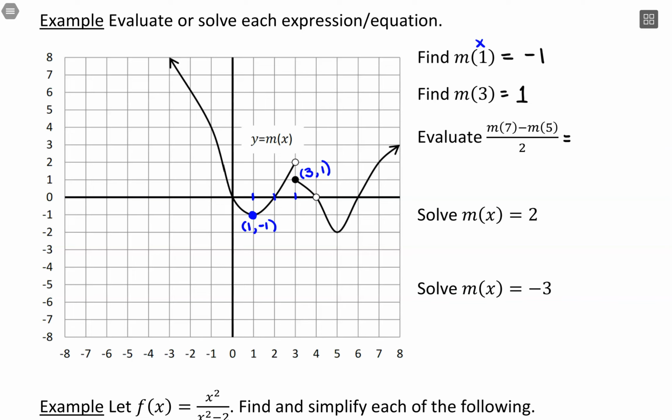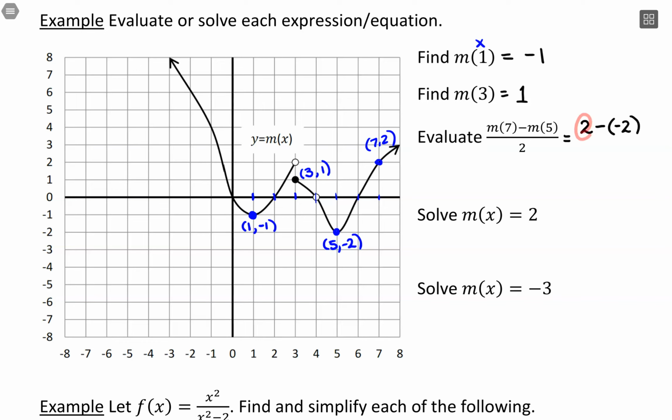Alright, m of 7 minus m of 5. So we want the input for when x is 7. So if we go, let's see, 3, 4, 5, 6, 7. So we have this coordinate 7, 2. So that means our output to evaluate m of 7 is equal to 2. And then we'll have minus m of 5. Let's see, that's 7. Here's at 5. So we have 5, negative 2. So for m of 5, we want to plug in that output of negative 2, and I'm going to use parentheses here because of those negatives.